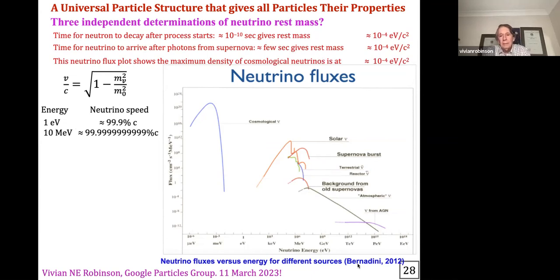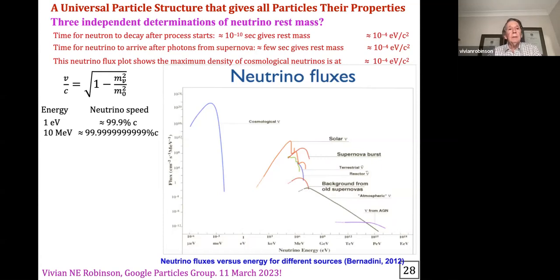And then finally we have these results by Bernardini, which suggest that the maximum flux of neutrinos is again about 10 to the minus 4 eV per c squared. So all of those put together suggest that the neutrino has a rest mass of about 10 to the minus 4 eV per c squared.